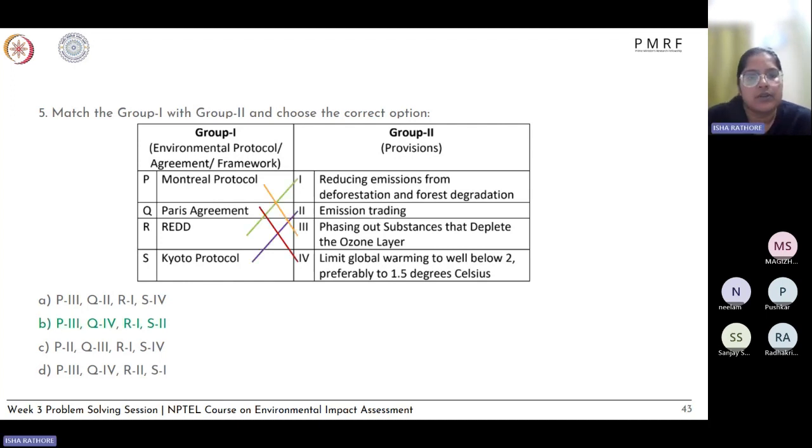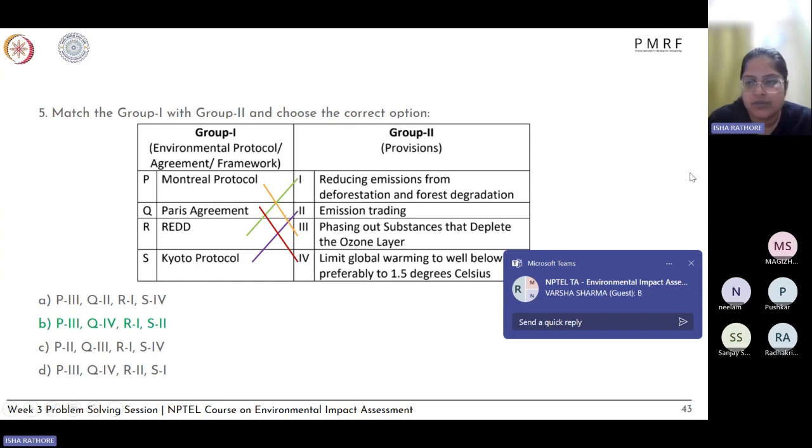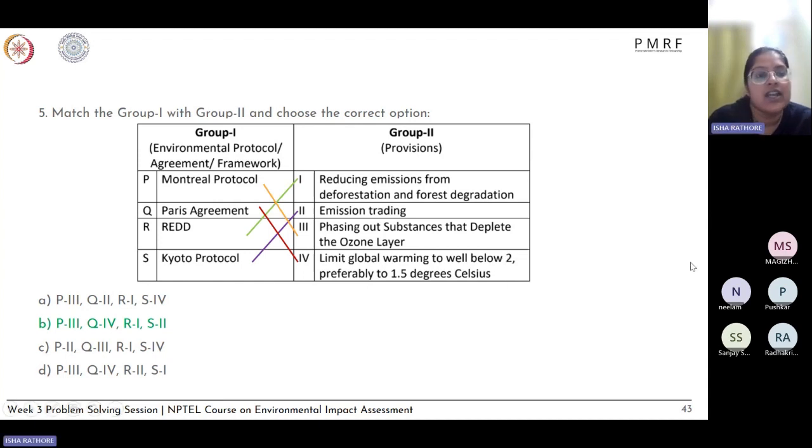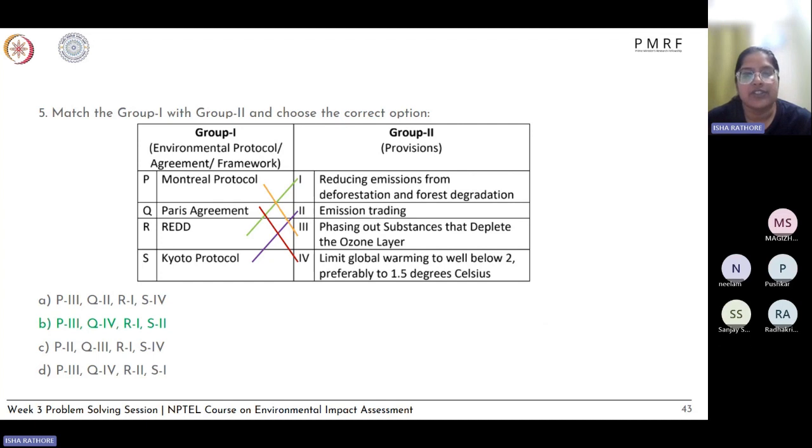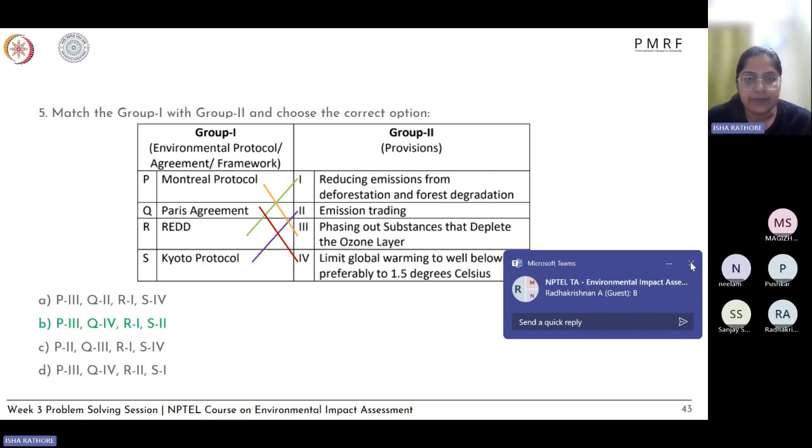Okay, we have one answer which is correct. So the Montreal Protocol looked at phasing out substances which were depleting the ozone layer. So the chlorofluorocarbons, CFCs, it looked at phasing all of these substances out of your daily use items like your ACs and things. How refrigerants were also changed. So the Montreal Protocol looked at phasing out substances which deplete your ozone layer.